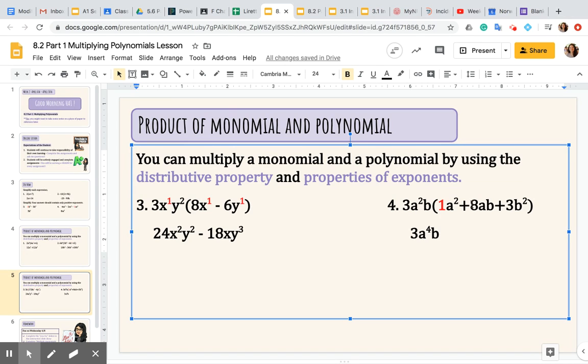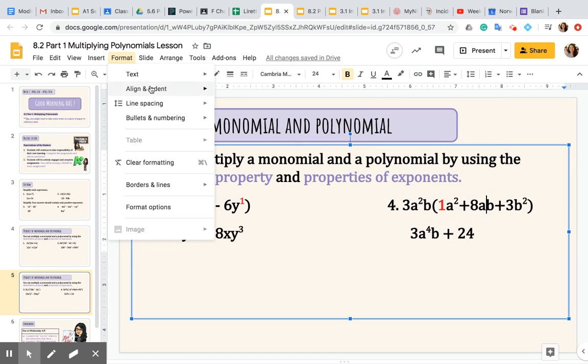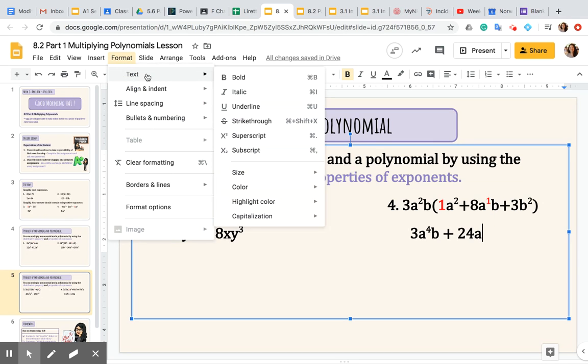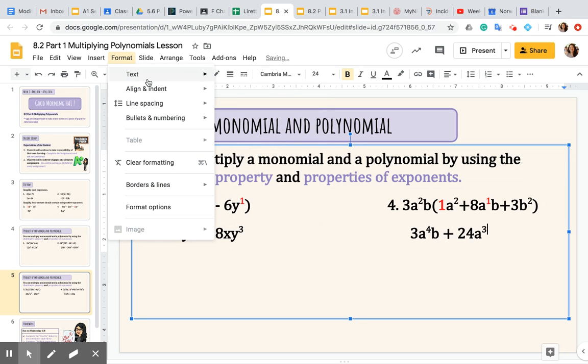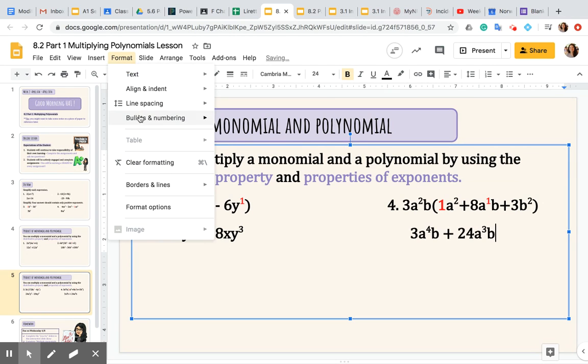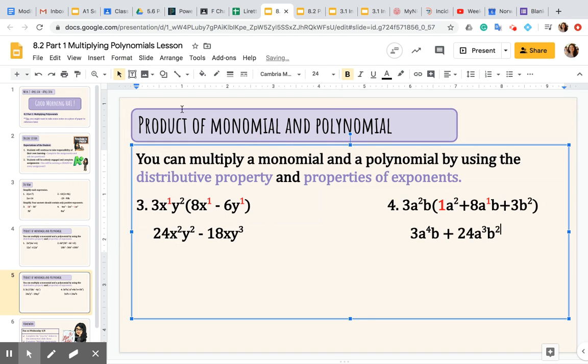Next product, 3 times 8 is going to give me 24. A squared times a to the power 1 is going to give me a to the power 3. And then b to the power 1 times b to the power 1 is going to give me b to the power 2 when I add those exponents. Remember, every time you do this, you're adding the exponents together.